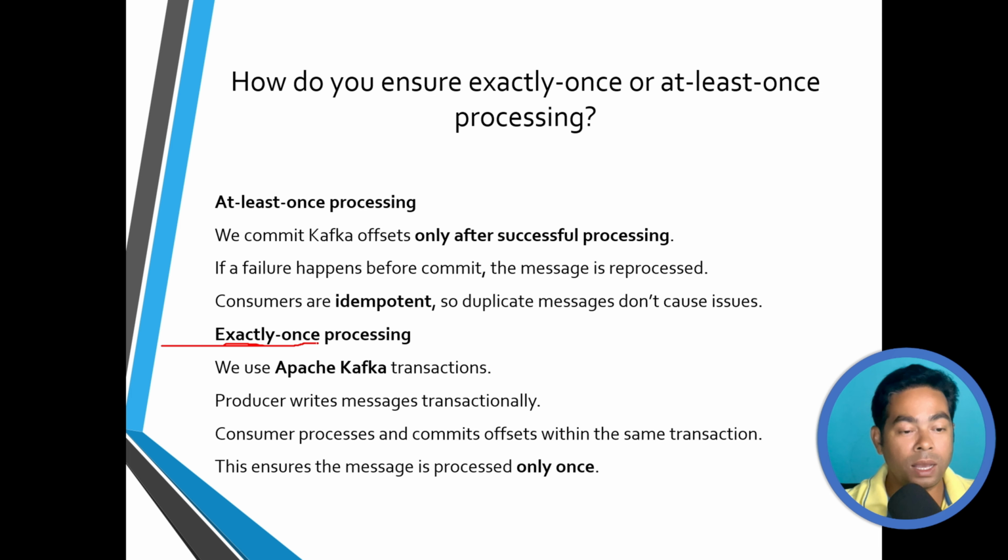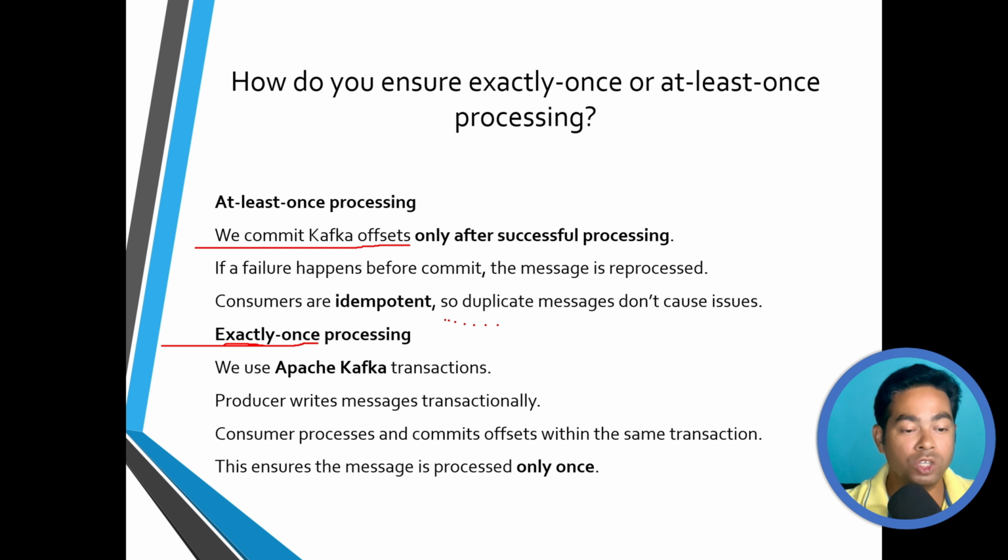Actually, whenever Kafka processes a message, once it is successfully processed, it maintains a commit, which is called the Kafka offset. It will commit the offset once the message is sent successfully. If there is any failure before the commit, the message is reprocessed. If it is committed, that means success, and the message will not be reprocessed.